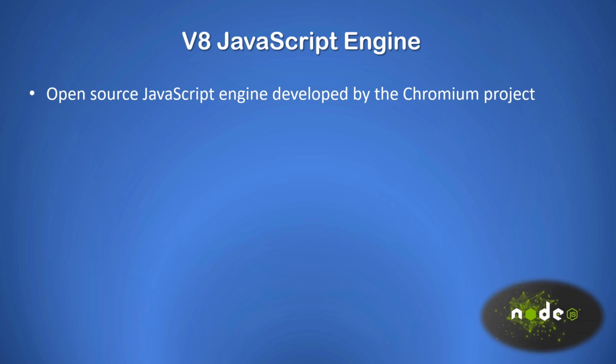The first is that it's an open source JavaScript engine, developed by the Chromium project for the Google Chrome browser, and it is written in C++. Nowadays we use it in many projects like Mongo and Node.js. Basically it takes our JavaScript and executes it while browsing with Chrome. That is how V8 works.